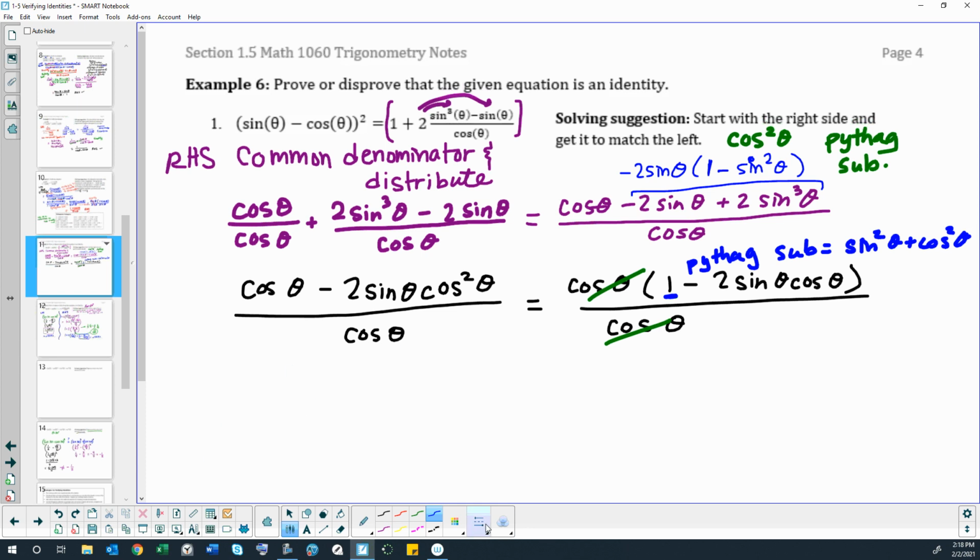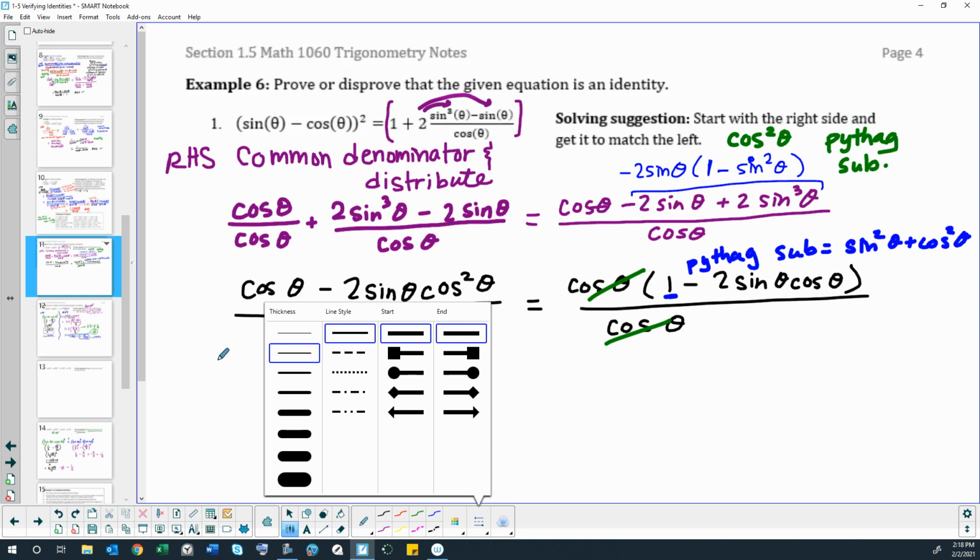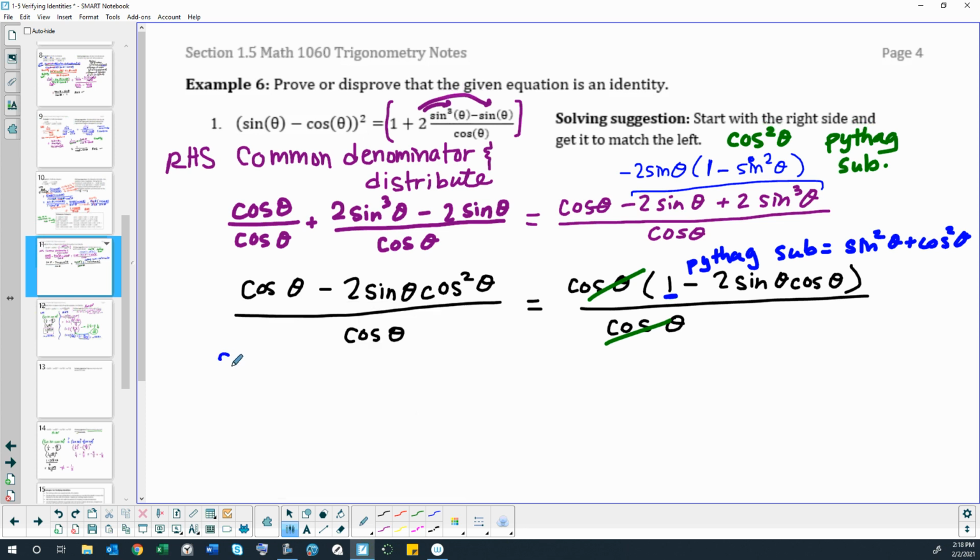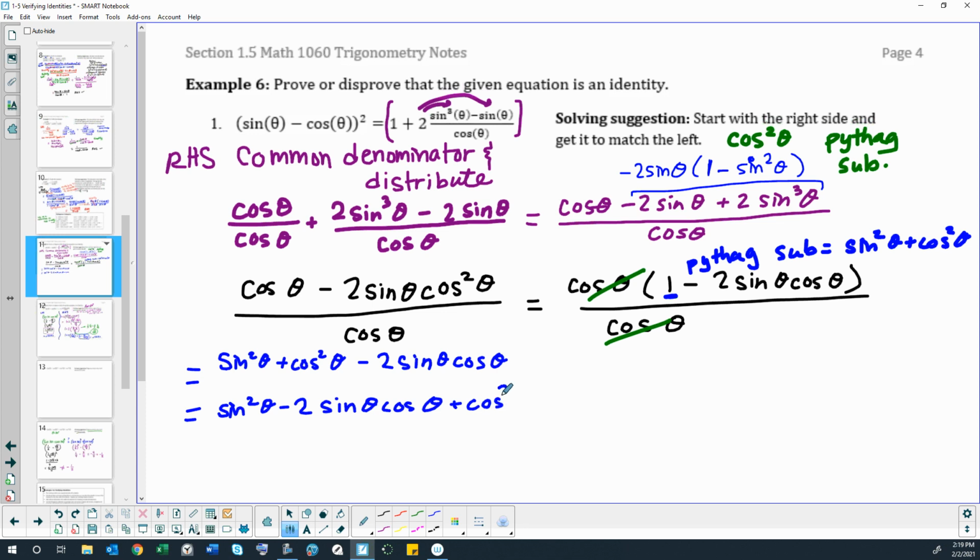Okay, so let's write that out. So we end up with sine squared theta plus cosine squared theta instead of that 1, and then minus 2 sine theta cosine theta. We got rid of our fraction. It reduced, right? So that at least is nice. Okay, I'm going to put this in a slightly different order. If I do this in this order, sine squared theta minus 2 sine theta cosine theta plus cosine squared theta.